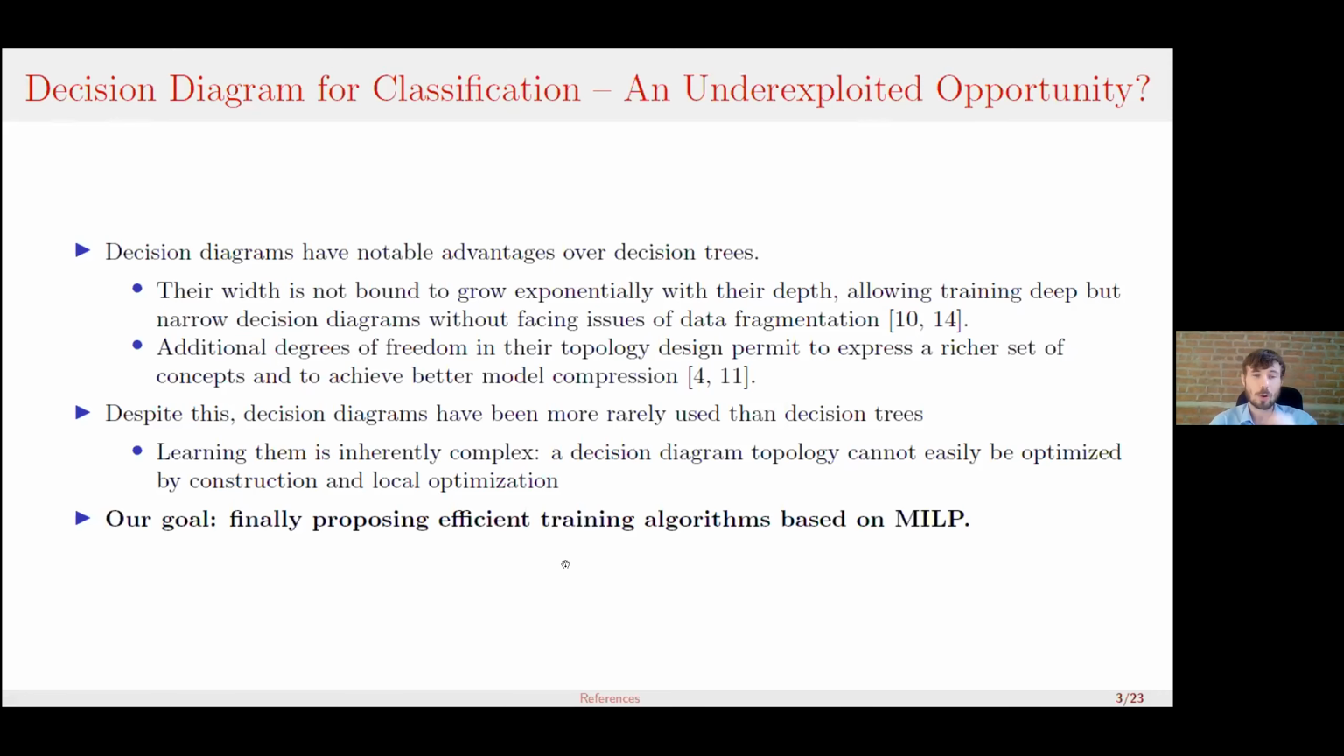But the very big drawback is that classical techniques for training decision trees don't extend very well to decision diagrams. They are very good at splitting, but very bad at topology optimization, merging, and things like that. So our goal was to propose the first generation of training algorithms based on mixed integer linear programming. This work has been done recently. We have submitted it to a conference, and we will soon be providing the arXiv report for you.